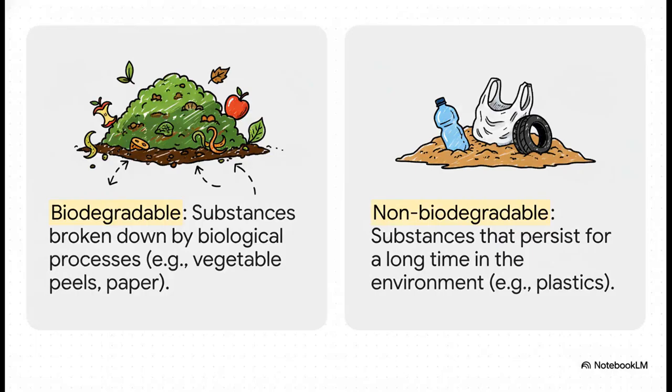Next up is waste, and this is a very, very common question in exams, so please pay attention. We have two main types of waste. First, there's biodegradable waste, like vegetable peels or paper, which can be broken down naturally. But then there's non-biodegradable waste, like plastics and glass, which cannot be broken down and just stay in the environment for hundreds of years, causing a lot of pollution.